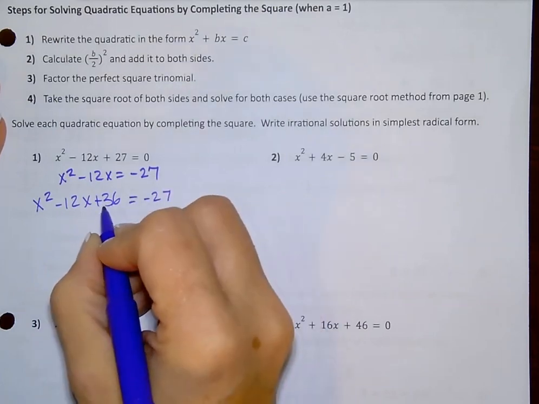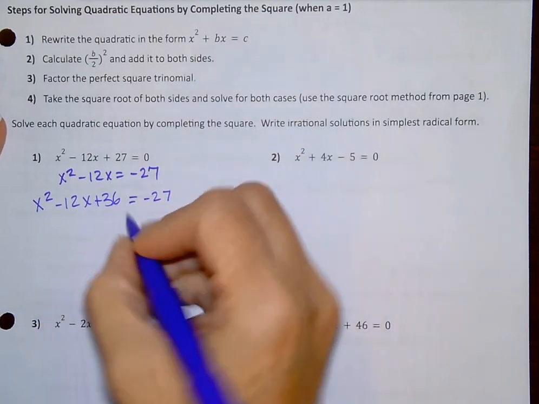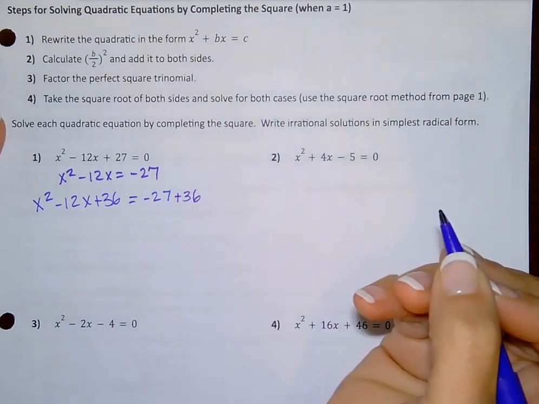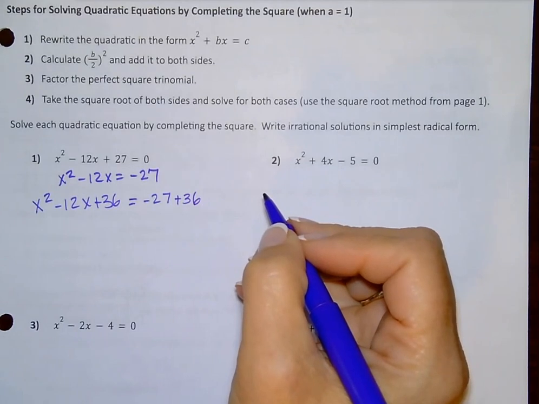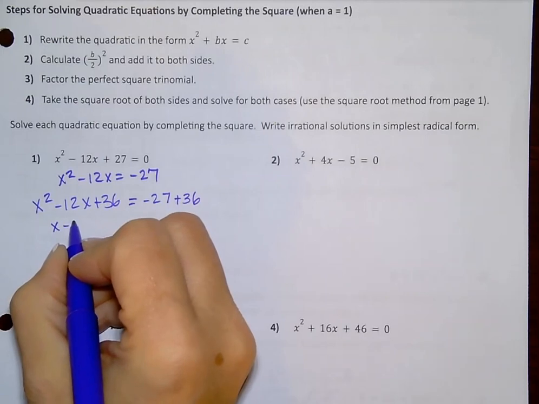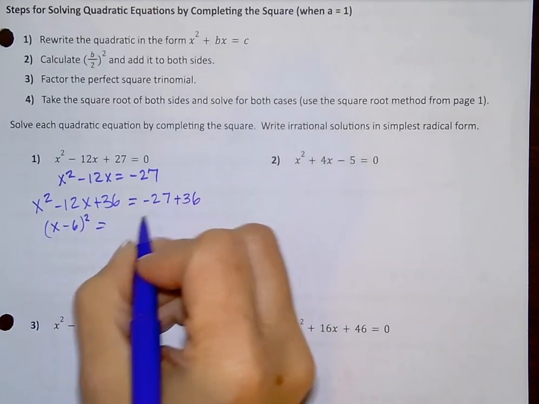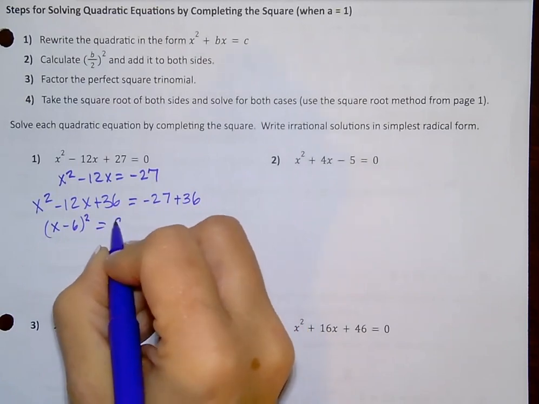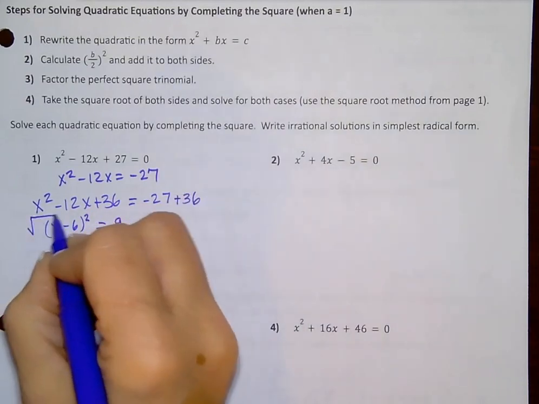Now, I just added 36 completely arbitrarily, one might say. So if I add 36 to that side, I have to add 36 to this side, because math is always fair. So now I really have the same information, I'm just making it look different. Okay? This, I know, is x minus 6 all squared, and it equals whatever 36 minus 27 is. 36 minus 27 is 9. Well, isn't that convenient? I'm going to take the square root of each side.